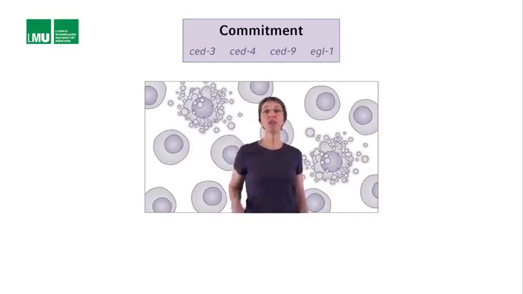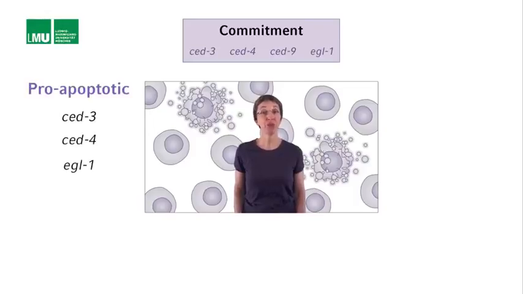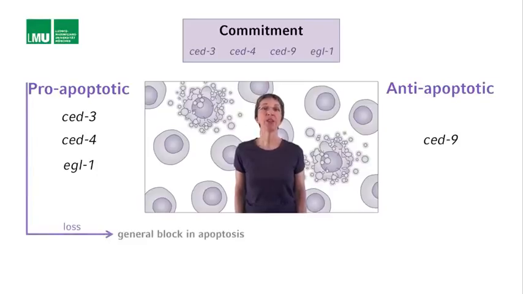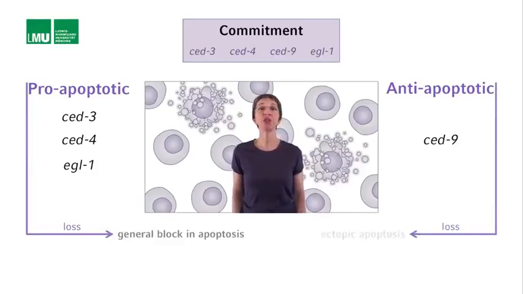There are 4 genes now acting in this step. 3 of them required for the apoptotic death of many of the 131 cells that normally die, and that are therefore also referred to as pro-apoptotic: Z3, Z4, and AGO1. And 1 gene whose normal function is to prevent apoptosis, and that is therefore referred to as an anti-apoptotic gene, Z9. The loss of the pro-apoptotic genes causes a general block in apoptosis, whereas the loss of the anti-apoptotic gene causes ectopic apoptosis, the opposite phenotype.